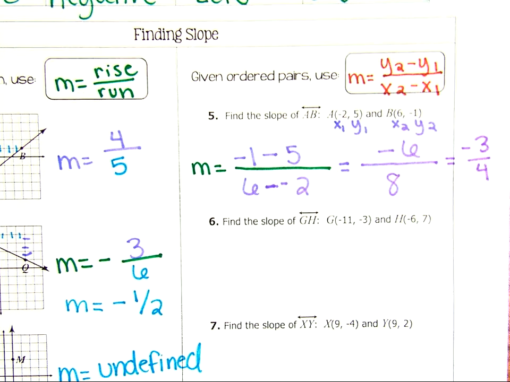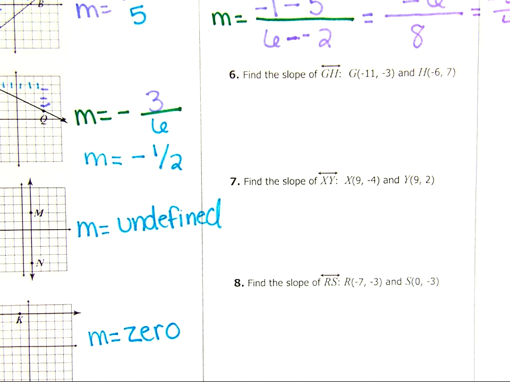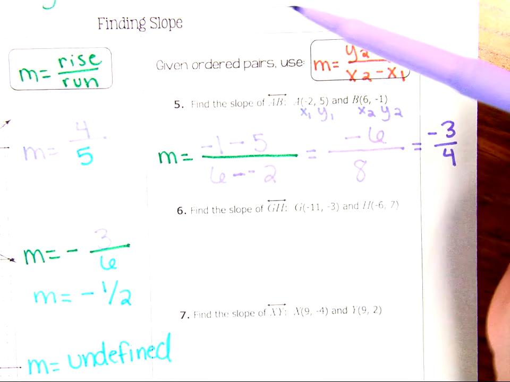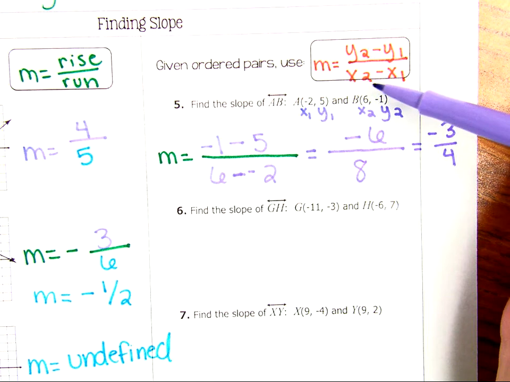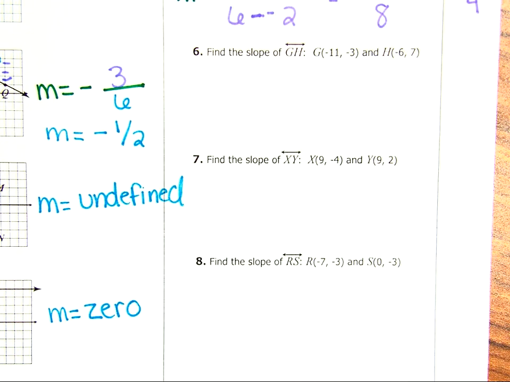Okay, I'm going to let you pause the video right now. So you need to pause, and I want you to go ahead and try to do 6, 7, and 8 all on your own. So please pause the video right now, and you should be using this formula, y2 minus y1 over x2 minus x1. And I want you to try to find the slopes for 6, 7, and 8. And then I'm going to put the answer key up in a minute. So pause the video and try those 3 problems.